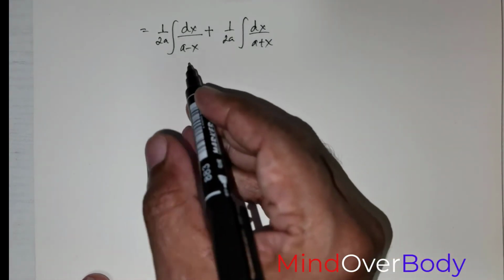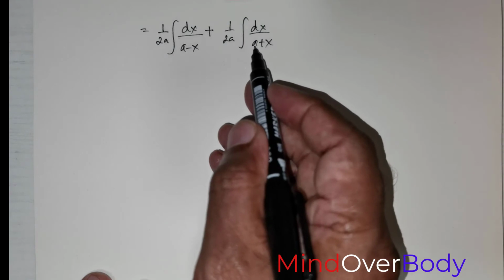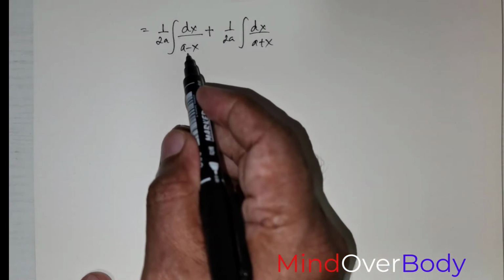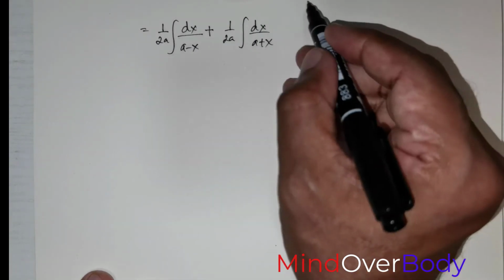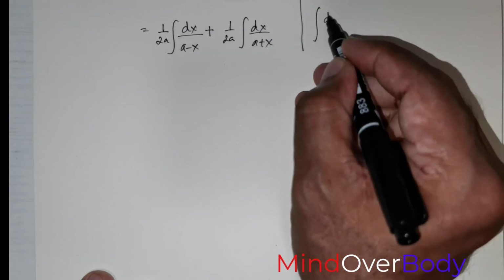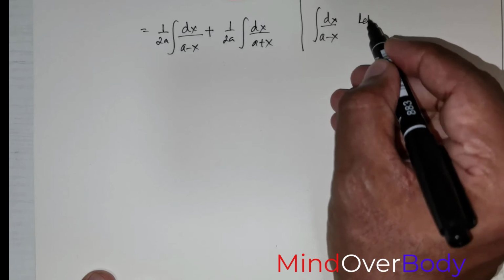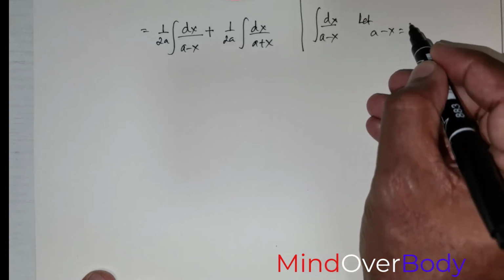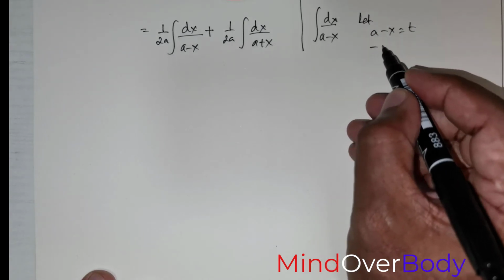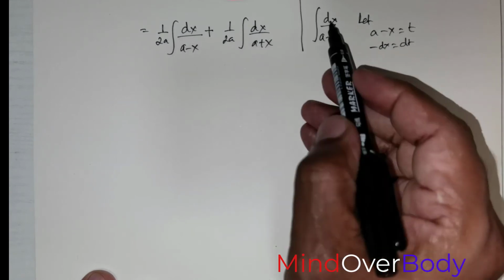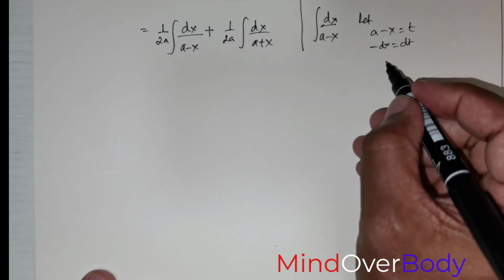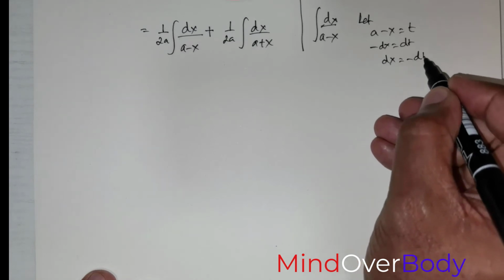Now this is simple to integrate, but this one we need to be a bit cautious about because it has a negative sign. So let me show you by substitution. We want to integrate integral dx over (a minus x). Let a minus x be equal to t. When I differentiate, I get negative dx is equal to dt. So this means dx is equal to negative dt.